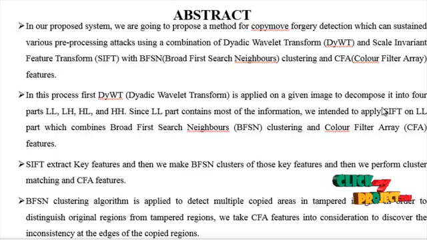SIFT extracts the key features, and then we make the BFSN clusters of those key features, and then we perform cluster matching and CFA features. The BFSN clustering algorithm is applied to detect multiple copied areas in tampered images, in order to distinguish original regions from tampered regions. We also take the CFA feature, the color filter array, into concern to discover the edges at the copied region. Finally, we calculate the performance and analyze the overall process.